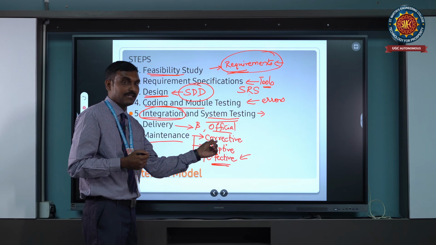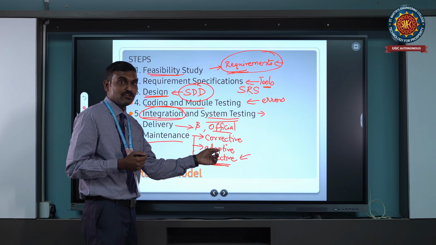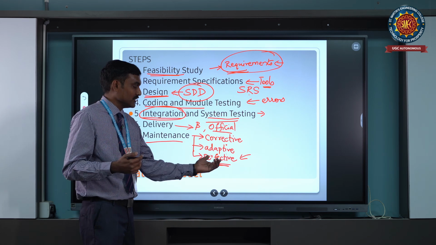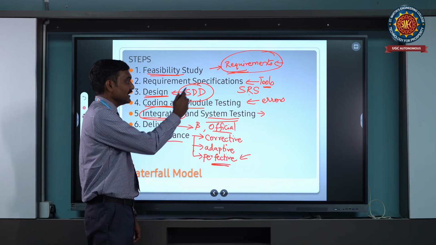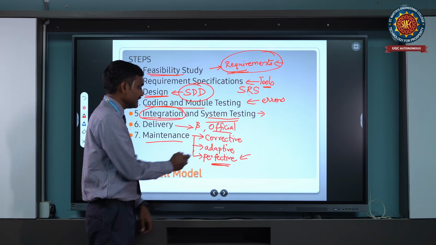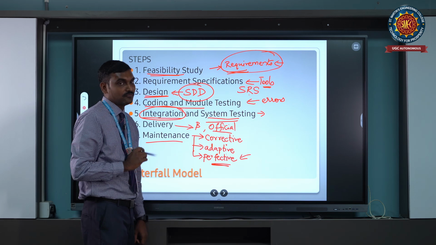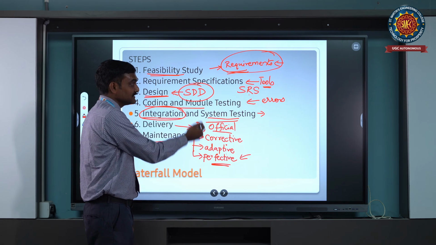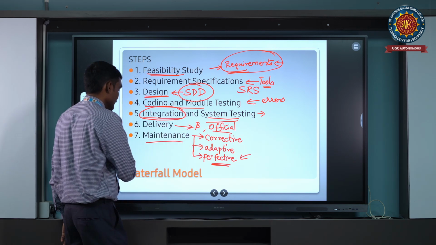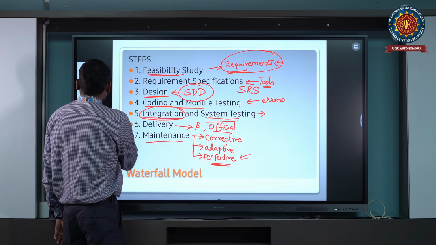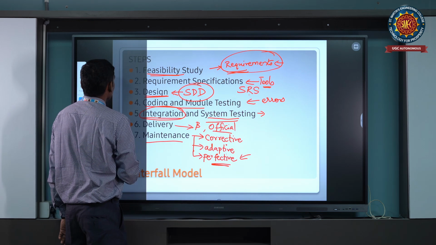So for errors, corrective maintenance. For changing of environment, adaptive maintenance. For updating, you go for perfective maintenance. Based on all these different kinds of maintenance, we conclude the waterfall model, these being the steps involved in it. Next, we will see a small video on this.